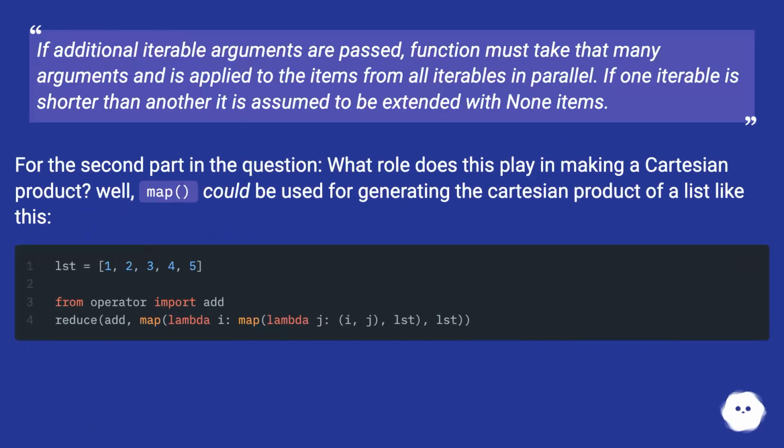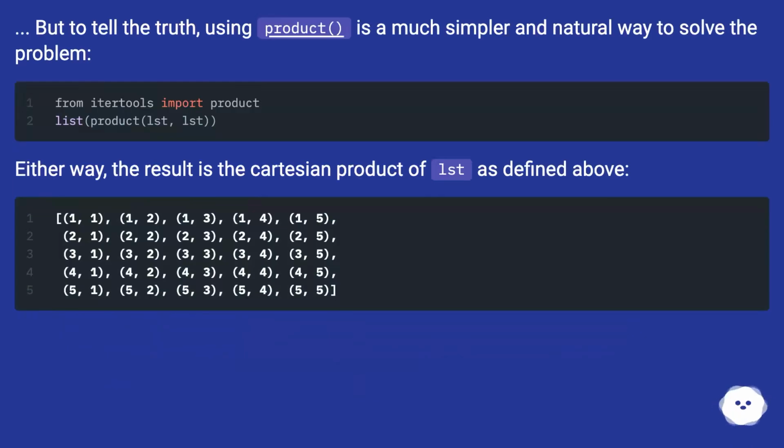If additional iterable arguments are passed, function must take that many arguments and is applied to the items from all iterables in parallel. If one iterable is shorter than another, it is assumed to be extended with None items. For the second part in the question, what role does this play in making a Cartesian product? Well, map could be used for generating the Cartesian product of a list like this. But to tell the truth, using product is a much simpler and natural way to solve the problem. Either way, the result is the Cartesian product of lst as defined above.